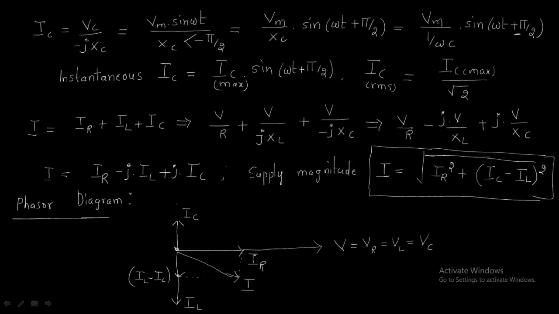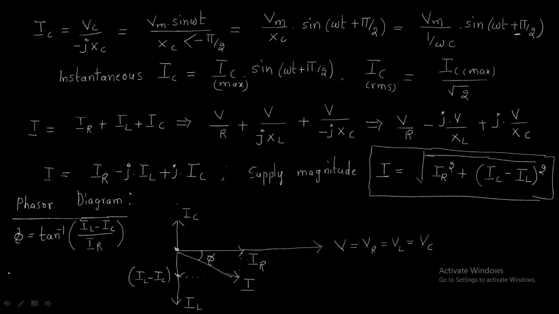This is the power factor angle, between the voltage and current. Now we will write the power factor angle and then the power factor directly. So phi equals tan inverse, applying the tan here. Tan equals opposite side by adjacent side. What is the opposite side? IL minus IC is the opposite side, by the adjacent side. The adjacent side is IR. This is the power factor angle.